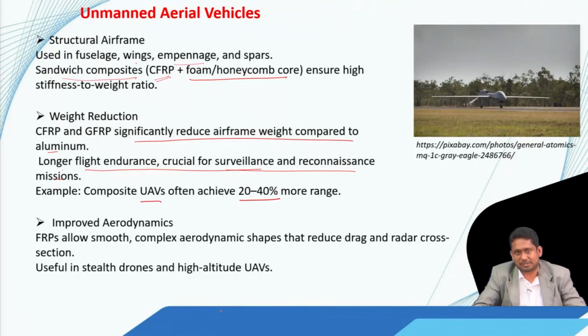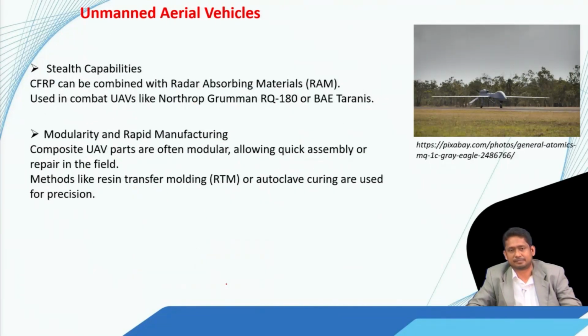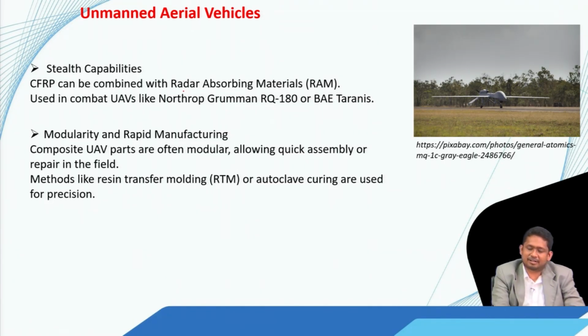Also with composites we can give the desired shape, which helps in making better aerodynamic shapes, so it gives better aerodynamic efficiency. And in stealth critical applications like stealth drones and high altitude UAVs, composites are crucial. CFRP is often combined with other radar absorbing materials, and that gives better stealth capability. Examples are combat UAVs like the Northrop Grumman RQ-180 and BAE Taranis.